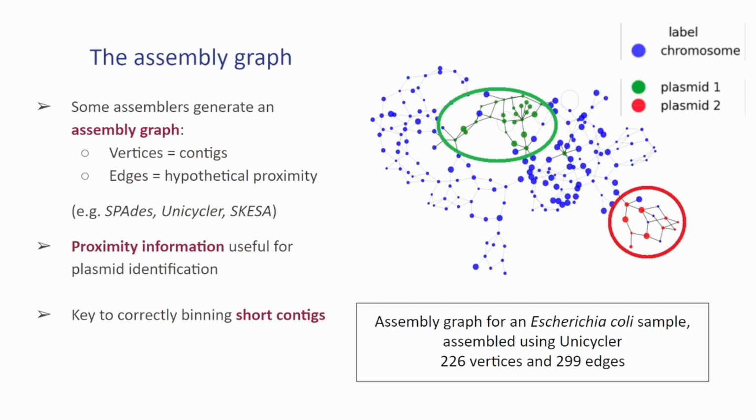So on the right, we have an example of an assembly graph for an E. coli sample. This was assembled using Unicycler. And you can see this is a pretty dense graph with over 200 vertices and edges. The plasmids in the graph are connected components that have been circled in red and green, while the rest forms the chromosomal contigs.